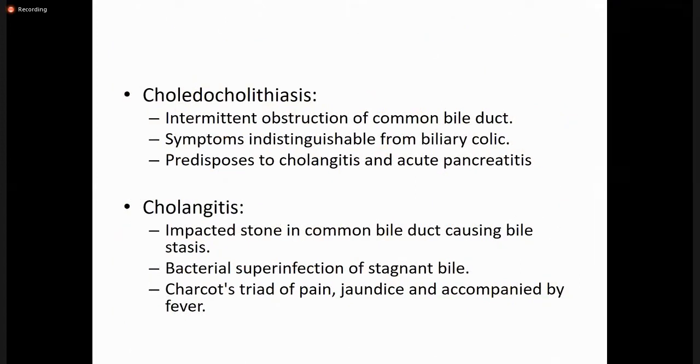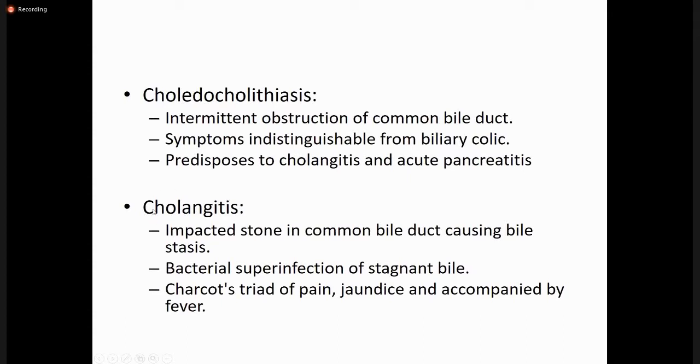So what is choledocholithiasis? That is intermittent obstruction of the common bile duct. The symptoms are indistinguishable from biliary colic. It predisposes to cholangitis and acute pancreatitis. We're going to come across how cholangitis and acute pancreatitis might be occurring.